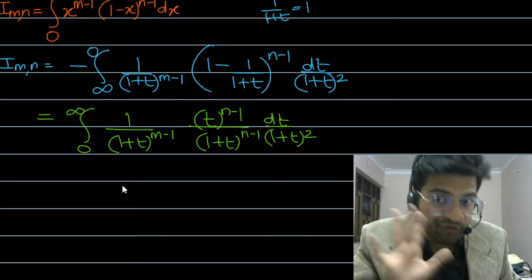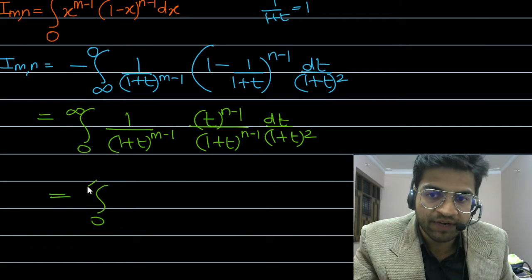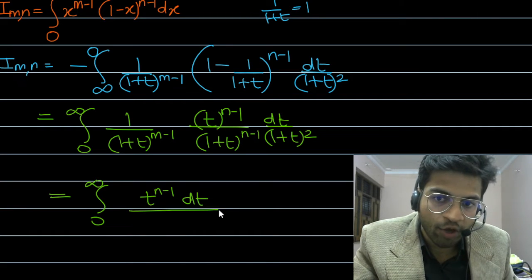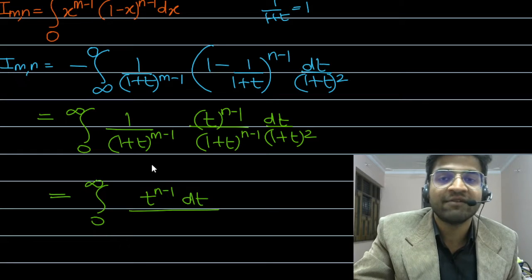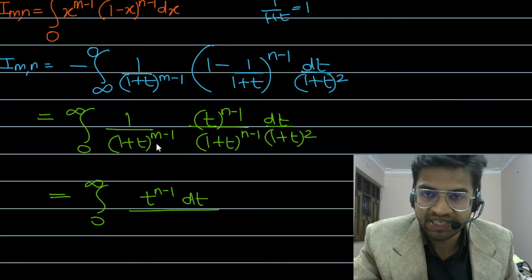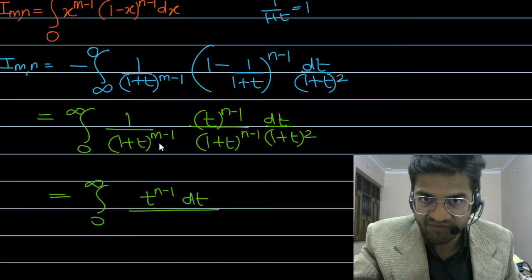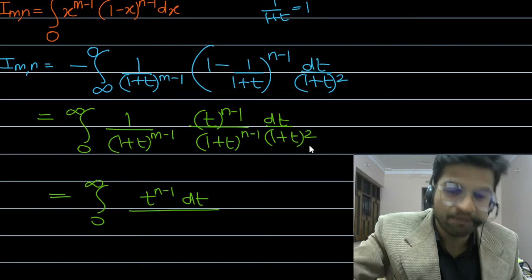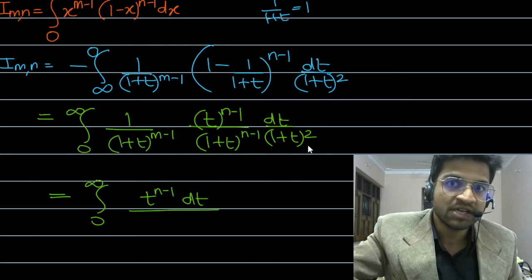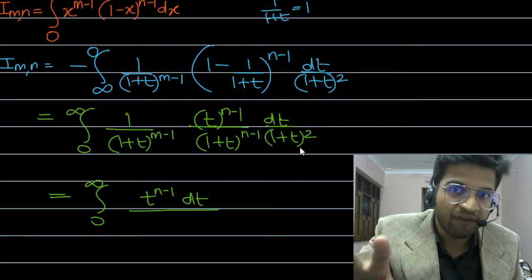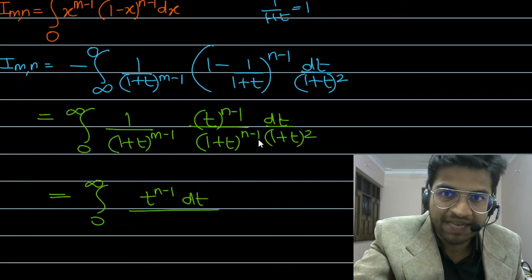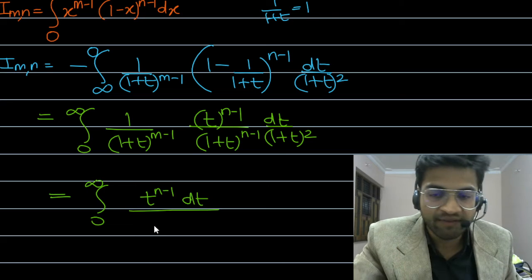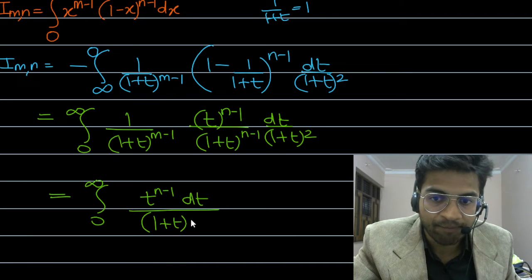So eventually we have 0 to infinity t to the power n minus 1 dt, and in the denominator, what power will we have of 1 plus t? 1 plus t has power m minus 1 in the first term, n minus 1 in the second, and 2 in the third. If you multiply these three expressions, the powers get added up, and the final power will be m minus 1 plus n minus 1 plus 2, which is m plus n. So in the denominator we will have 1 plus t to the power m plus n.